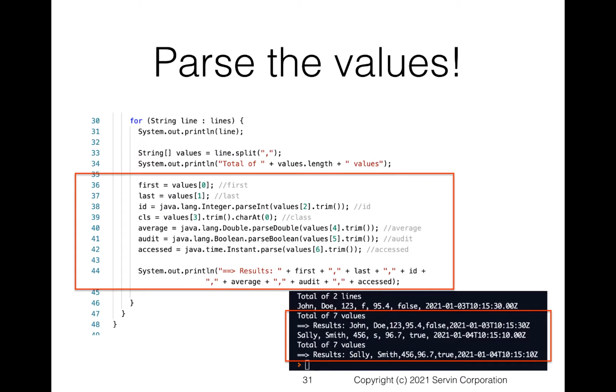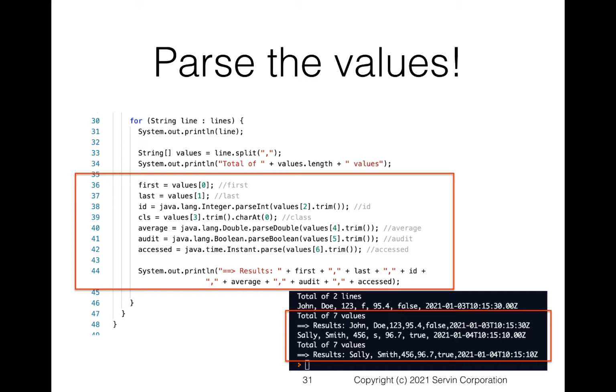So now it's time to parse those values. And notice how some of them parse very easily. For example, at line 36, we know that values of 0 is a string, and also last at line 37, those are both strings. So we literally just assign values of 0 and values of 1. On the other hand, line 38, the ID is an integer, so we go to the java.lang.Integer and parse int. So we want to parse an int from a string.